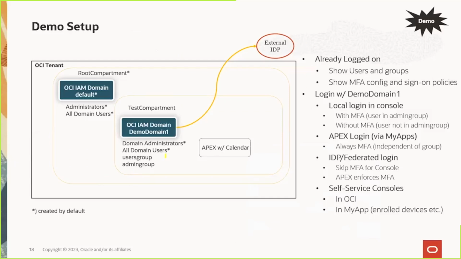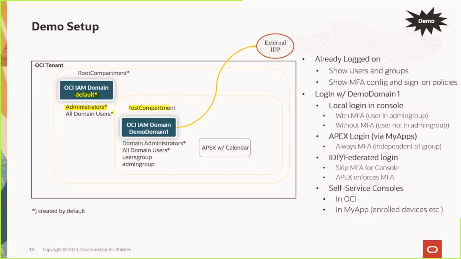For my demo setup, I have built up this environment. I have a tenant, which is a free tier, so everyone can test it on their own if they like to get experience with this configuration. I have out of the box the default domain. This comes with every tenant and with built-in groups like the administrators. The asterisk means created by default through OCI. Then I've created a test compartment.